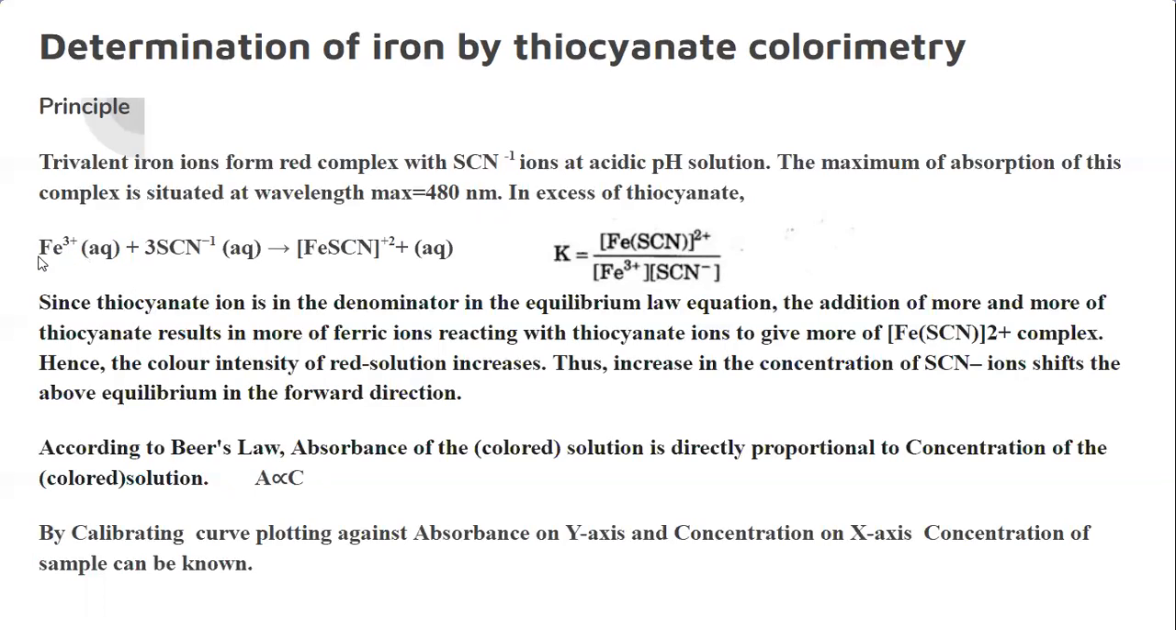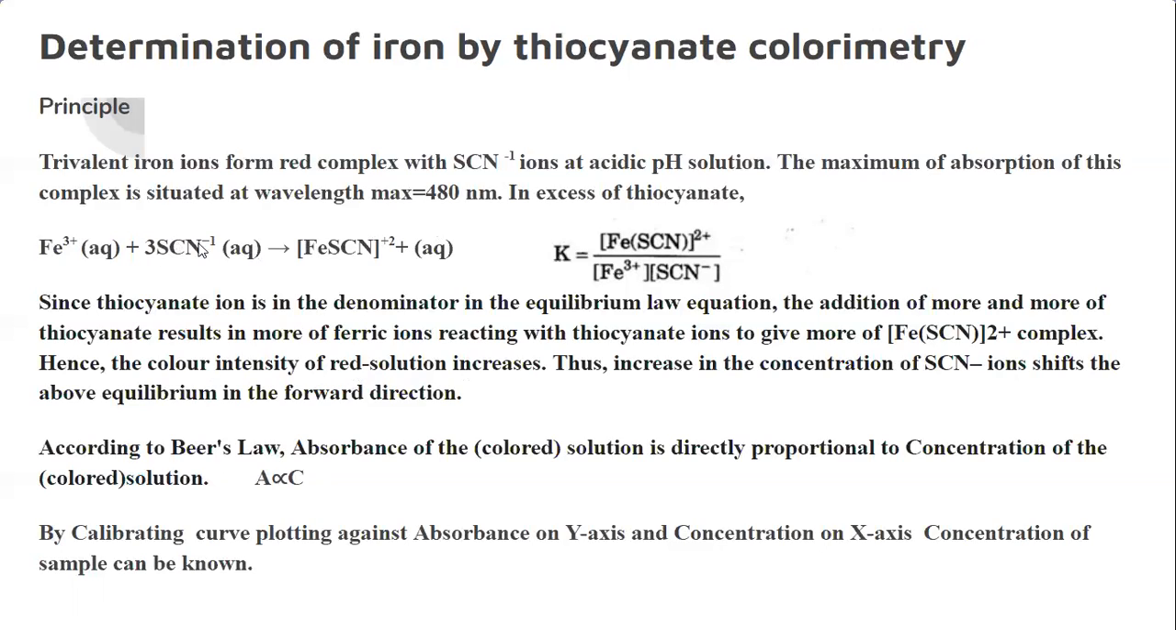Okay, let's see the equation. When ferric ions react with thiocyanate, we get this complex, and this is the equilibrium constant. What is the equilibrium constant? It is a ratio of the concentration of the products to the concentration of the reactants. As the concentration of thiocyanate increases, we get more and more intense color. Since the thiocyanate ions are in the denominator in this law, the addition of more thiocyanate results in more ferric ions reacting with thiocyanate ions and giving more ferric thiocyanate complex. Hence, the color intensity of the red color increases.